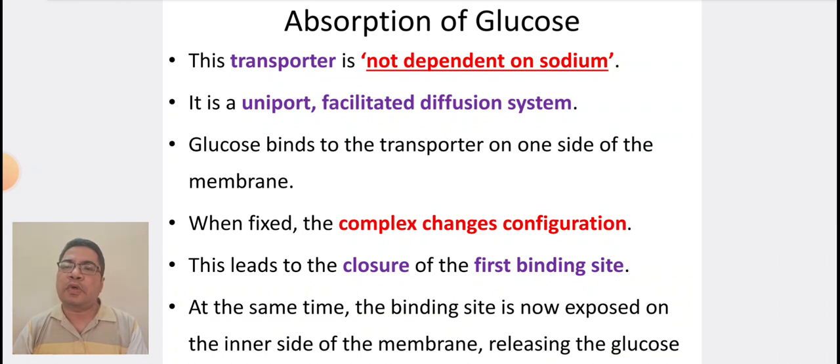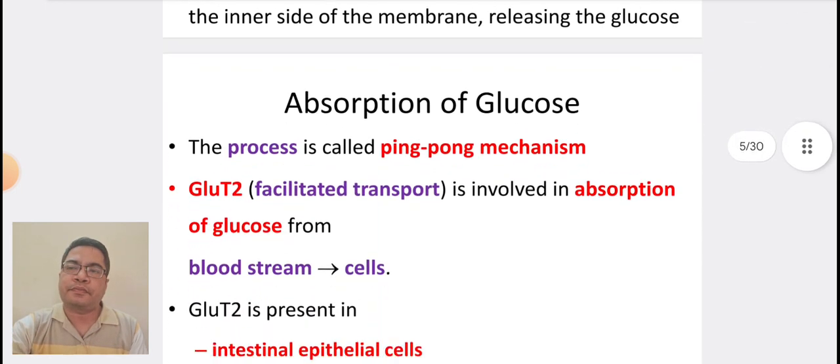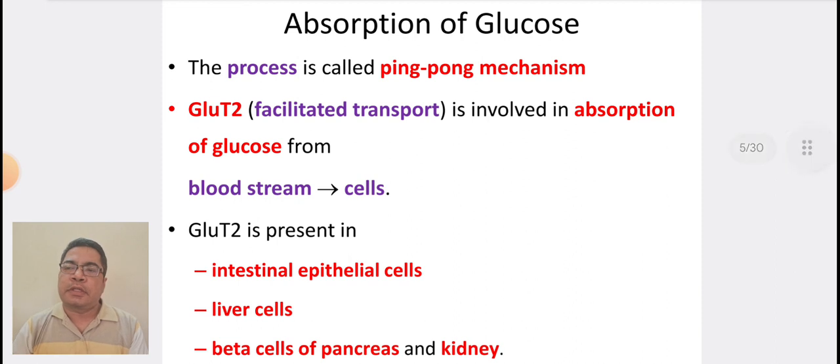This transporter is not dependent on sodium. It is a uniport facilitated diffusion system. Glucose binds to the transporter on one side of the membrane. When fixed, the complex changes configuration. This leads to the closure of the first binding site. At the same time, the binding site is now exposed to the inner side of the membrane, releasing the glucose. The process is called ping pong mechanism.